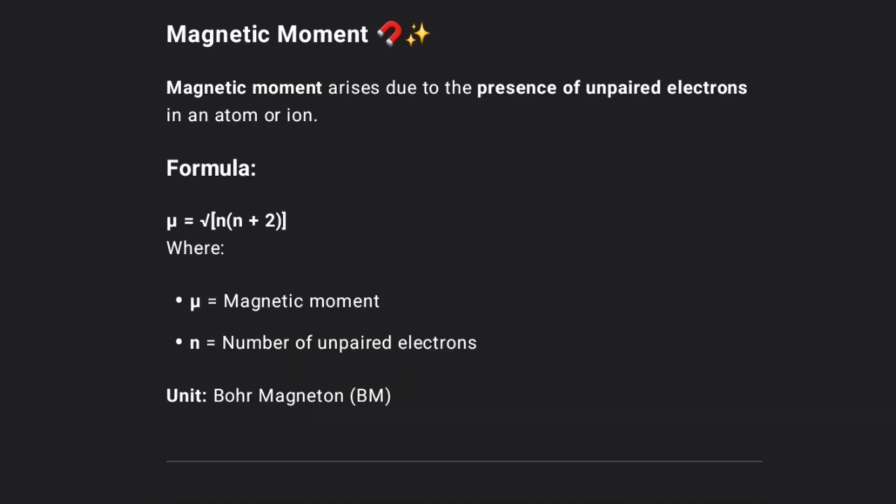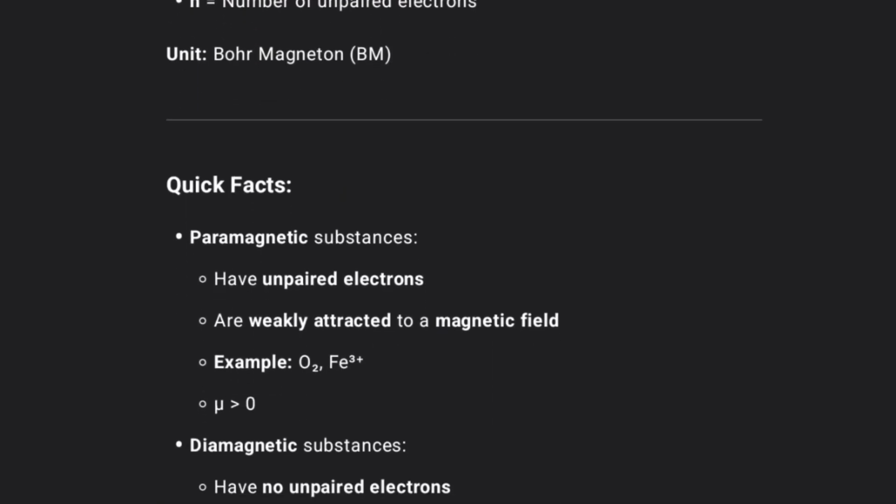Magnetic moment arises due to the presence of unpaired electrons in an atom or ion. Formula: μ equals √(n(n+2)), where μ equals the magnetic moment and n equals the number of unpaired electrons. Unit: Bohr magneton, BM. Quick facts.